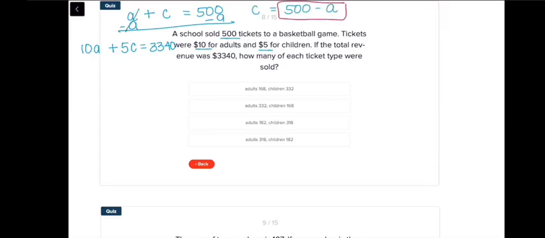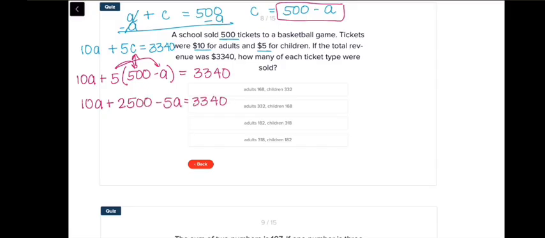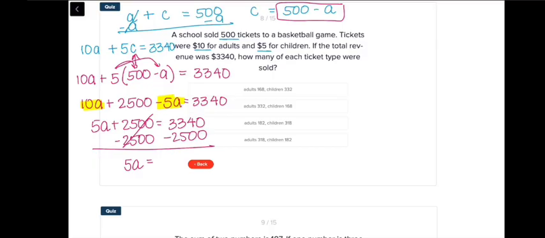Now, given that I have the value of c, I can go ahead and replace it here. So my equation will now be 10a plus 5 times 500 minus a equals 3,340. I can distribute the 5. That will give me 10a plus 2,500 minus 5a is equal to 3,340. We combine my terms, and that will give me 5a plus 2,500 is equal to 3,340. I subtract 2,500 from both sides, and we get that 5a is equal to 840.